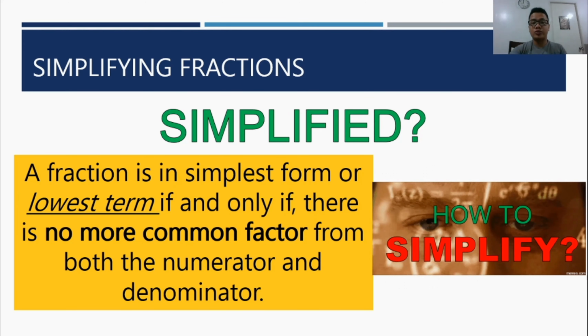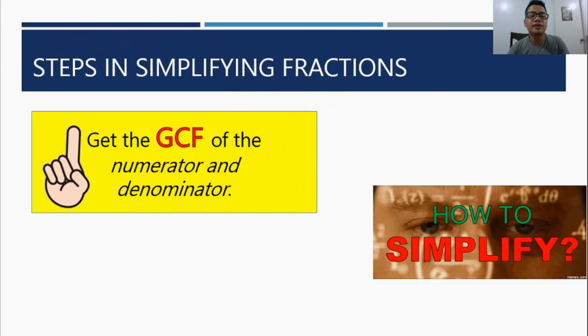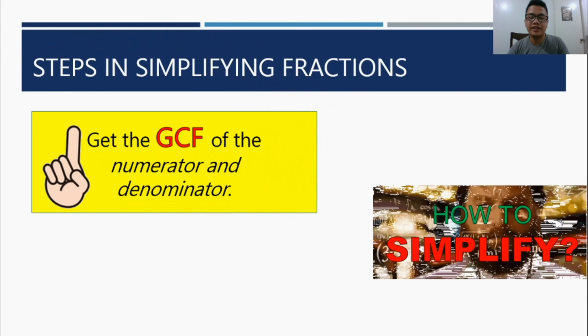Okay, so there are actually two easy steps to simplify a fraction, and the first one is getting the GCF of the numerator and the denominator. Second, we have to divide both the numerator and the denominator by the GCF. So that's why we need to do the GCF first, because we will be using that for our second step. So let me show you how to do that.